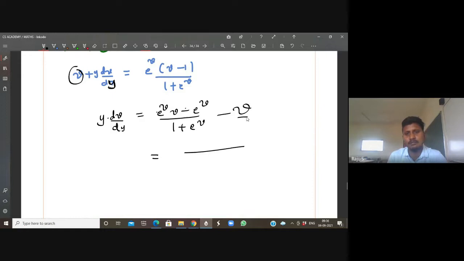What is the LCM here? 1 plus e to the power of v. V e to the power of v minus e to the power of v, minus v minus v e to the power of v. When I take LCM, v into 1 minus v into e power v minus. Now can I cancel these two? Yes. After cancelling, here we got y dv by dy is equal to minus, you can take outside.